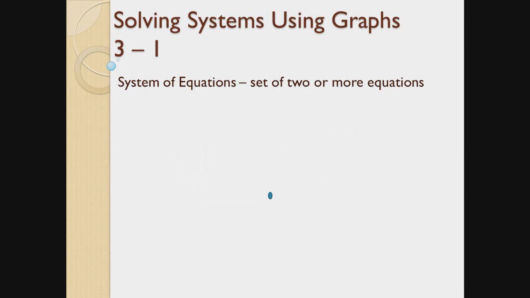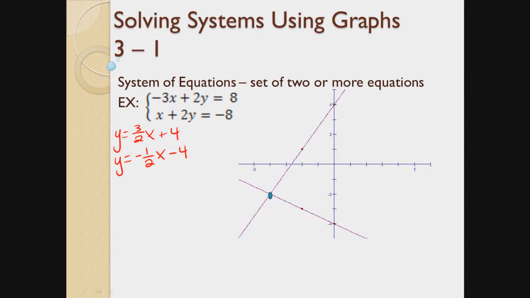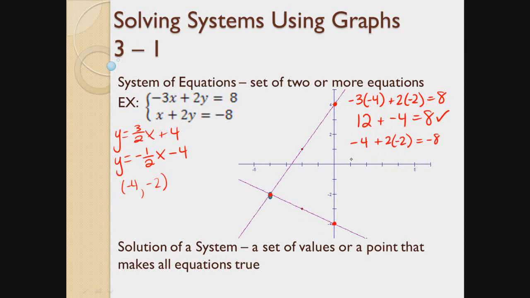Today you'll be learning about solving systems using graphs, section 3-1 in your textbook. First vocabulary word we will look at is what is a system of equations. A system of equations is a set of two or more equations. Here's an example. Negative 3x plus 2y equals 8, and x plus 2y equals negative 8.